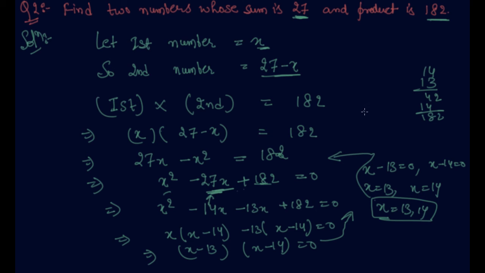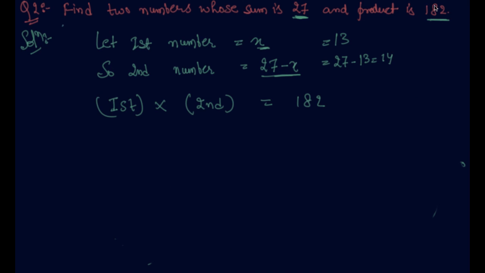So the value of the two numbers, the first number is 13 and the second number will be 27 minus 13, which is 14, and you can cross verify whether the solution is right or not. You can also check the other value: if you put the first number as 14, then the second number will be 27 minus 14, which is 13.